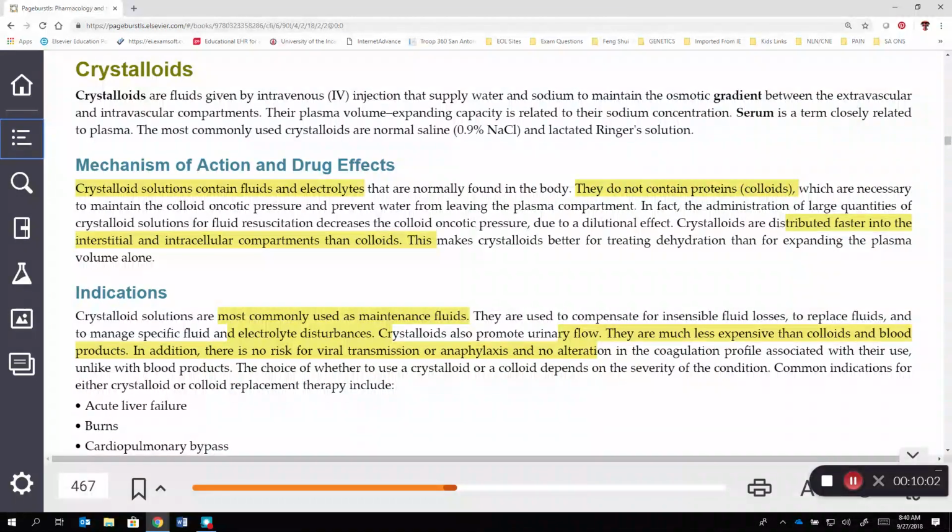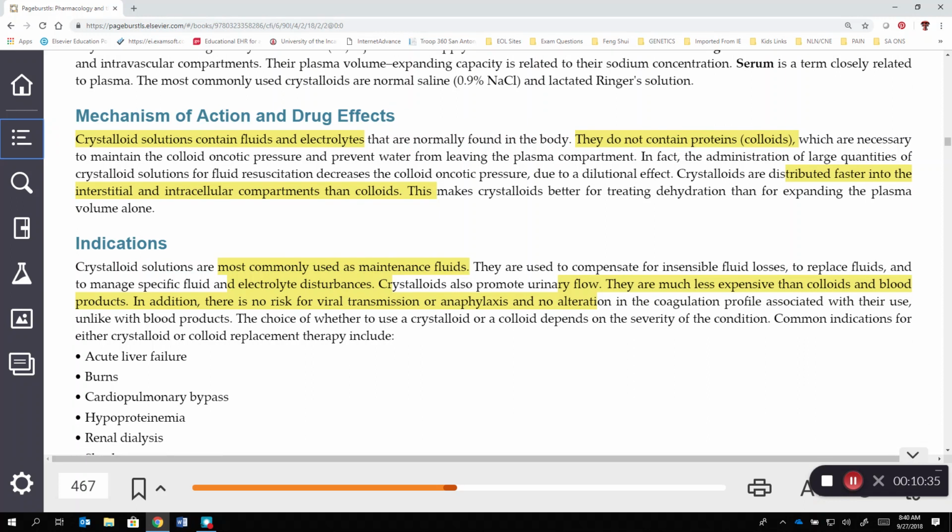All right, fancy word coming up right here: crystalloids. You'll only hear it in school. You won't hear it much outside of the academic environment because in the hospital we call them IV fluids. But crystalloids are basically fluids that we give by IV injection that supply water and sodium to maintain a certain osmotic gradient. We might need to manipulate that osmotic gradient because it's not isotonic, we will have to manipulate it to get it isotonic. And that means we'll have to give different types of solutions.